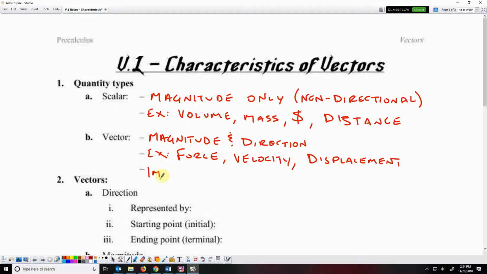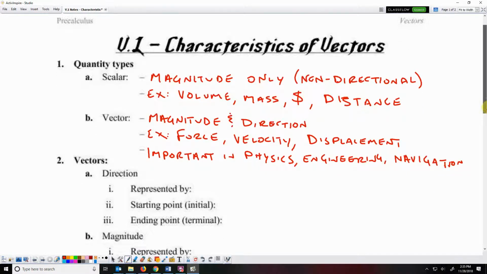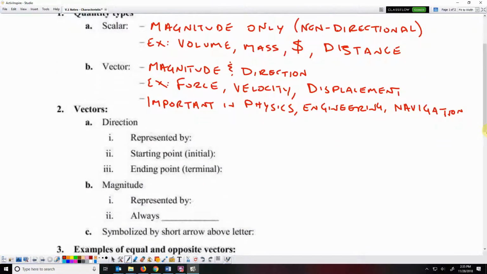Vector quantities are very important in physics, engineering, navigation, and many other areas. So vectors, they are direction and they are magnitude. The direction on a vector is represented by an arrow. An arrow like this.